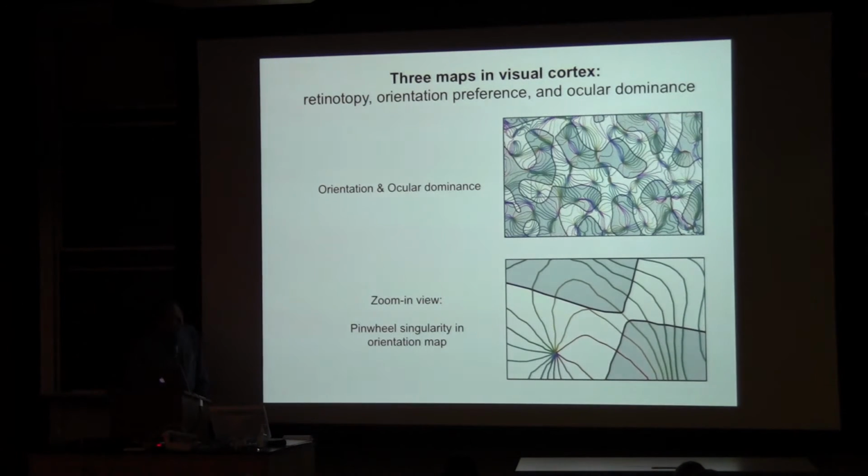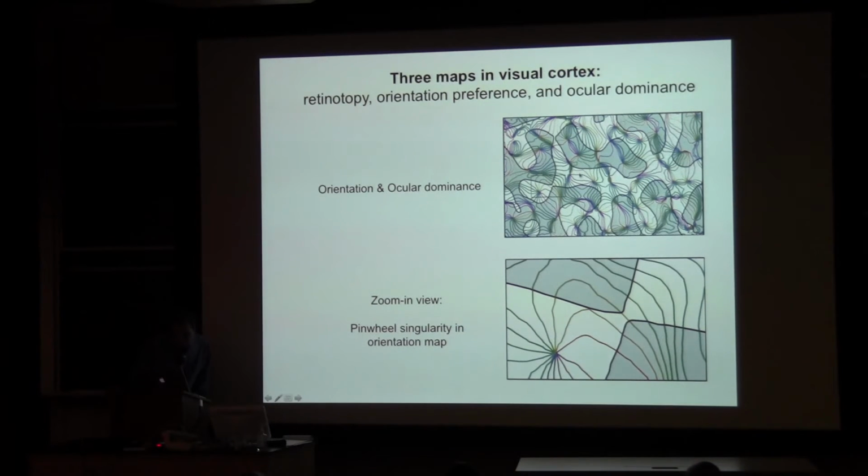If you overlay different maps, these are iso-orientation lines. So basically the same line of cells have the same orientation, the same color. These dark stripes over here are the ocular dominance columns. So basically the slightly darkened area is driven by one eye, and the light area is driven by the other eye. And you can notice some structure like this.